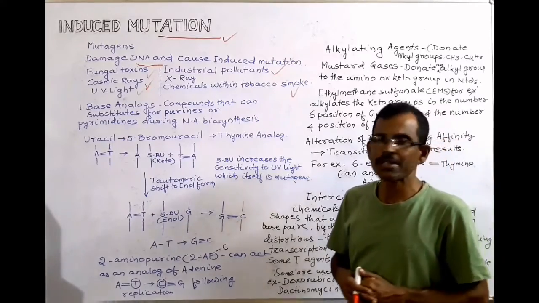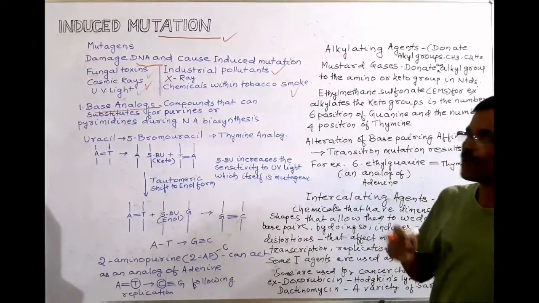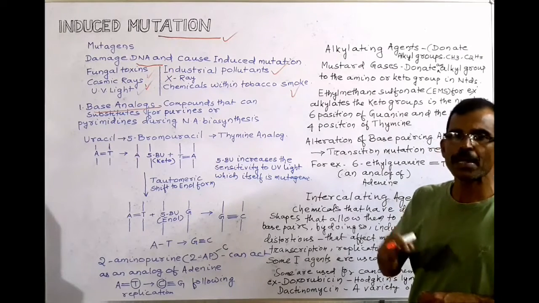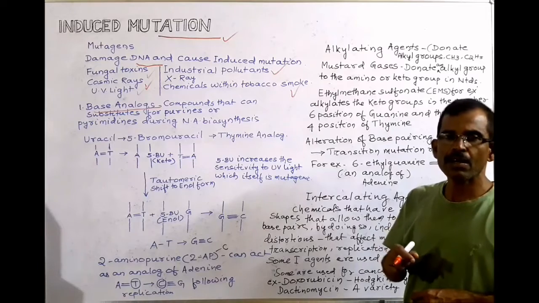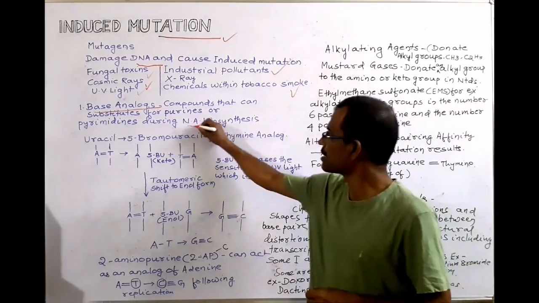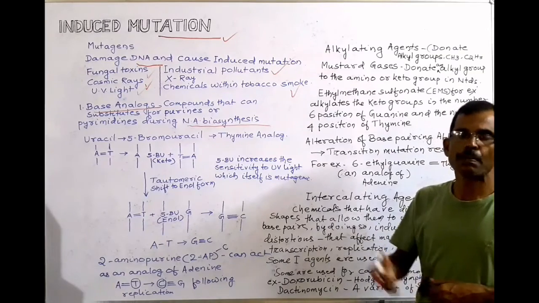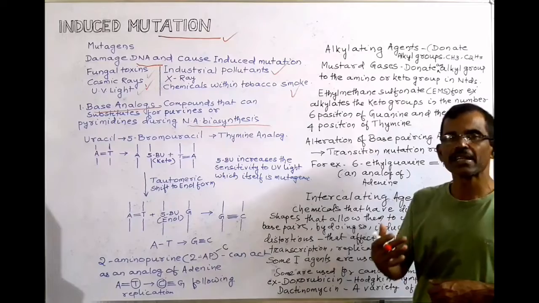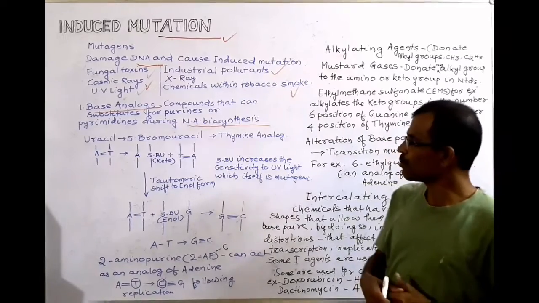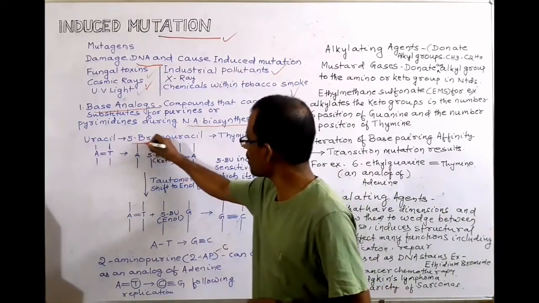Some of the compounds are known as base analogues. Base analogues are the chemical compounds that are structurally similar to purine or pyrimidine. So base analog can substitute for purine or pyrimidine during nucleic acid biosynthesis. So because of insertion of base analog into the newly synthesized DNA strand during the process of replication, transition mutation can occur. One of the examples of base analog is 5-bromouracil.